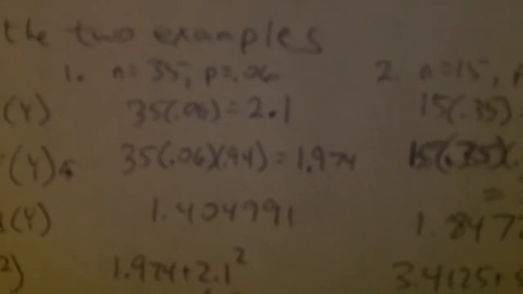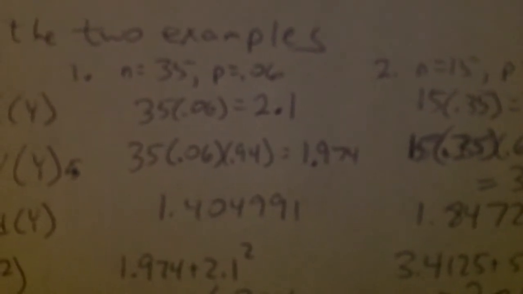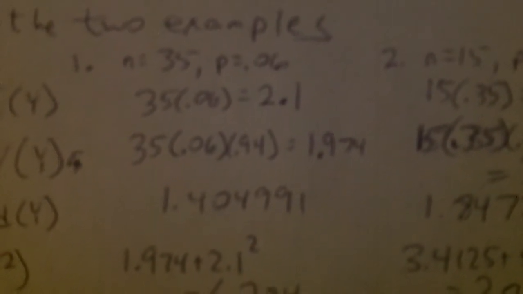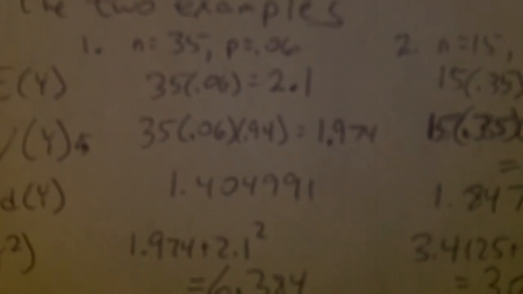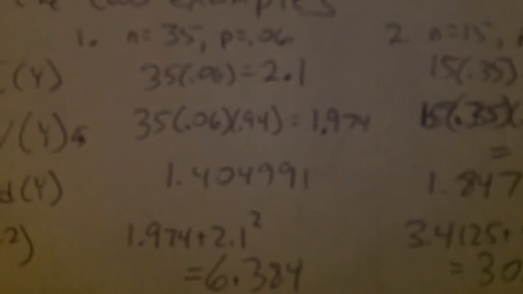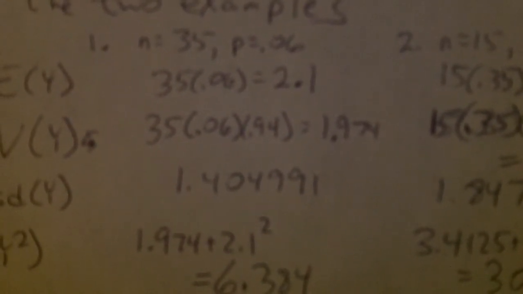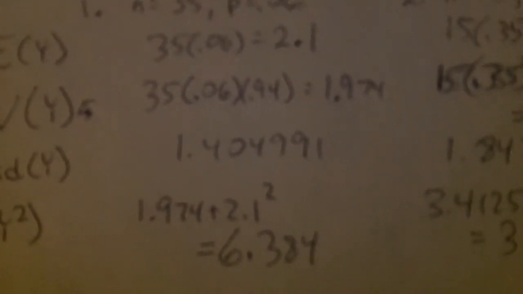So for our two examples, we had two binomials here. One was with n equals 35 and p is 0.06, and the other is with n equals 15 and p equals 0.35. If we plug our values into those formulas, what we're seeing here is in the first case, the average number of bottles that are underfilled by more than an ounce is 2.1 in a group of 35. The variance is 1.974, and the standard deviation is a shade over 1.4.